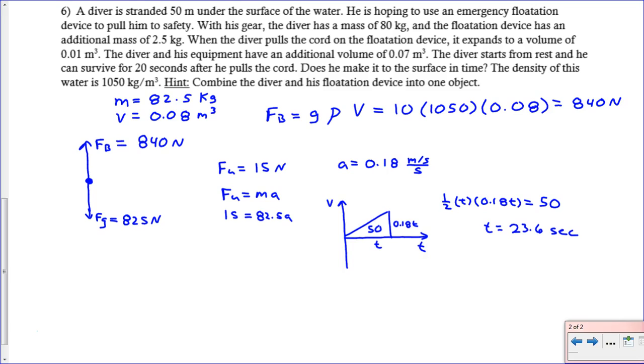Okay. Unfortunately, 23.6 is greater than 20. So he had 20 seconds that he could survive without the air. And so we know from this that the man does not survive.